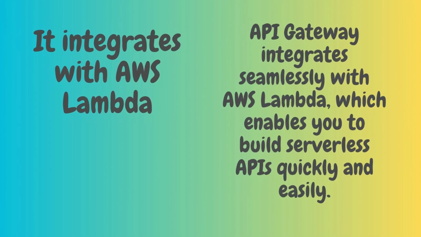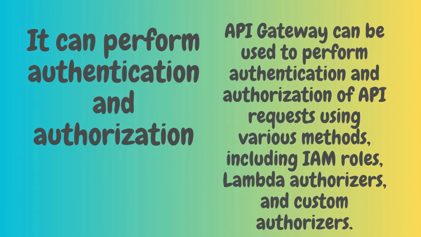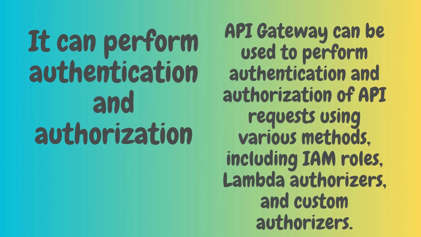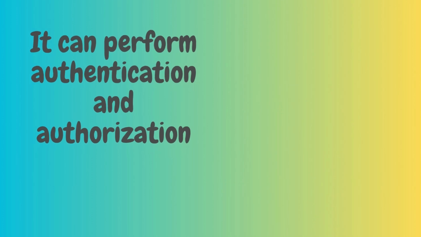It integrates with AWS Lambda. API Gateway integrates seamlessly with AWS Lambda, which enables you to build serverless APIs quickly and easily. It can perform authentication and authorization. API Gateway can be used to perform authentication and authorization for API requests using various methods, including AWS's inbuilt IAM service and roles, Lambda authorizers, and other authorization like LDAP and all those things.